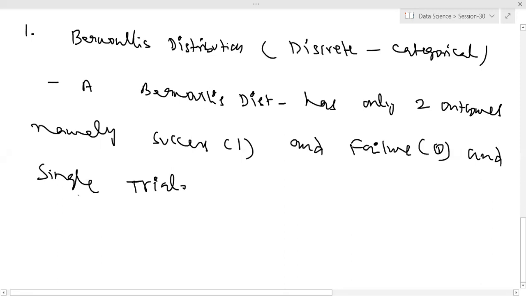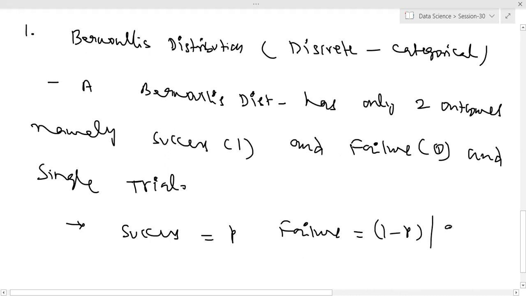Now you see here, friends, I'm trying to give some equations. Probability of success is always referred to as P. Can someone help me how to frame the failure in terms of P? 1 minus P. Very good. 1 minus P, or else you can simply refer to it as Q.